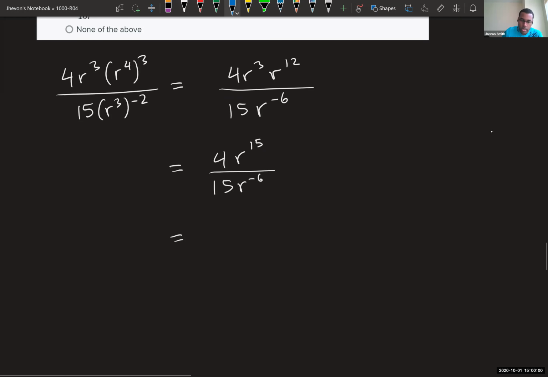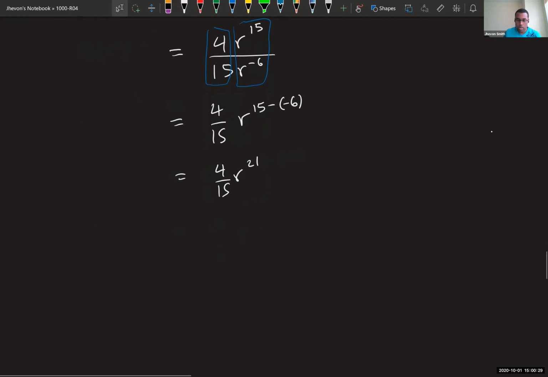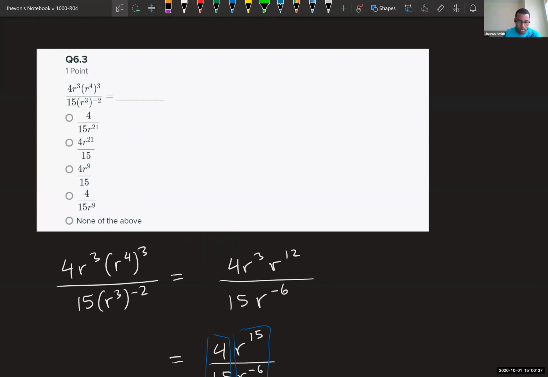Right, and in fact, you can think of the constants. Think of this as multiplication. You think of these guys separately. So you can think of this as 4 over 15, and then the r to the 15 over r to the minus 6. You just apply the laws of exponents here. And you end up adding the 6, yeah? Yes. So that's 21. So it's 4r to the 21 over 15. Do we have that option?